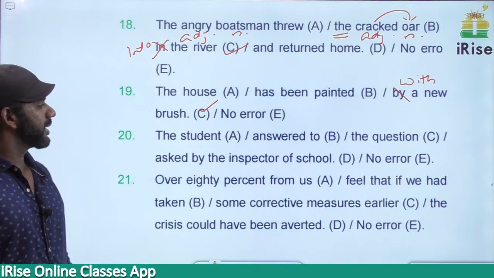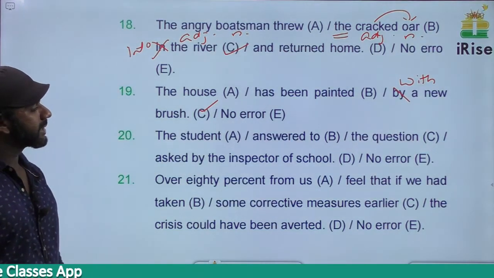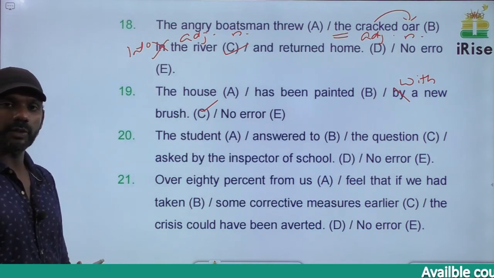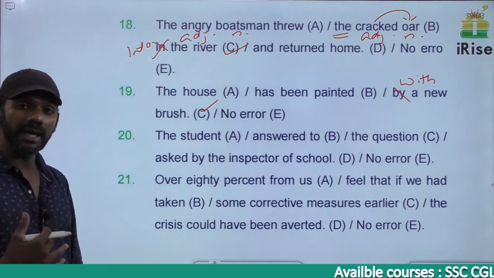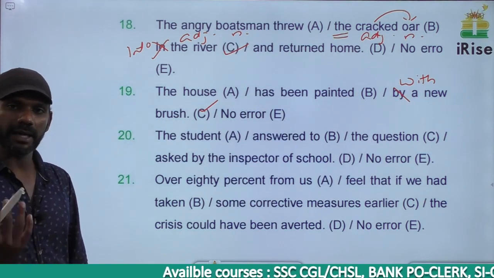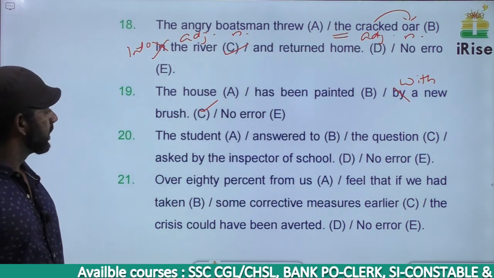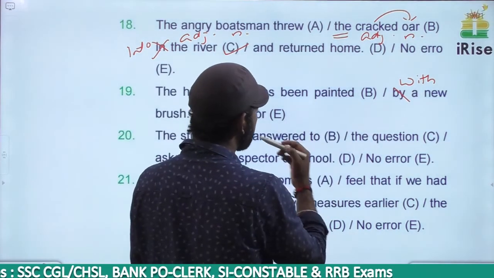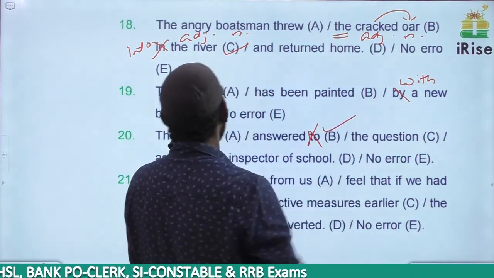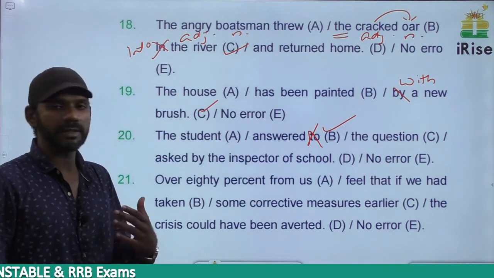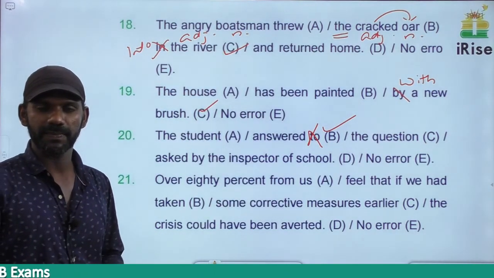The next one. The student answered to the question asked by the inspector of school. I told you this. I asked to you is wrong. I answered to you is wrong. Must be I asked you, I answered you. The student answered to the question asked by the inspector of school is a wrong usage. There is an error in part B. The student answered the question asked by the inspector of school. Got it?